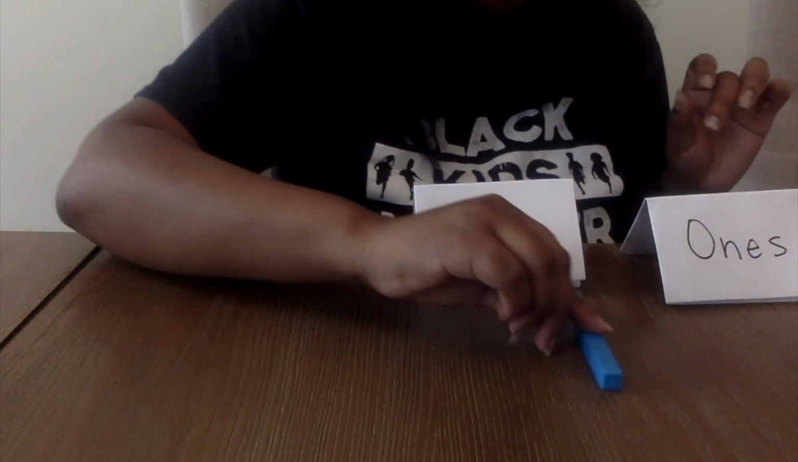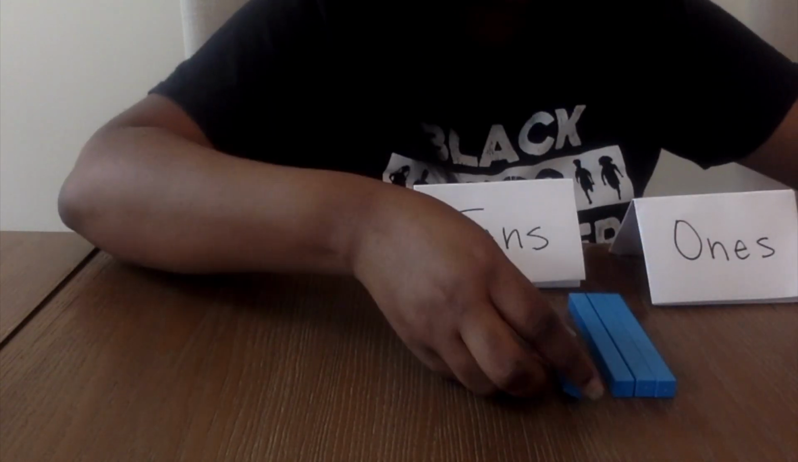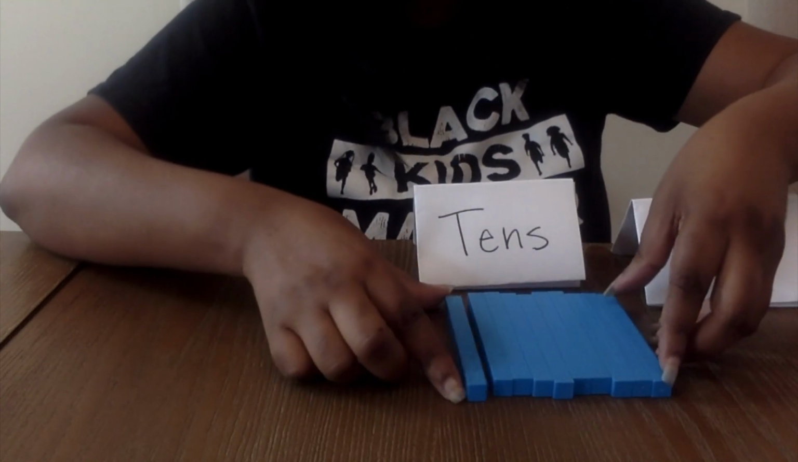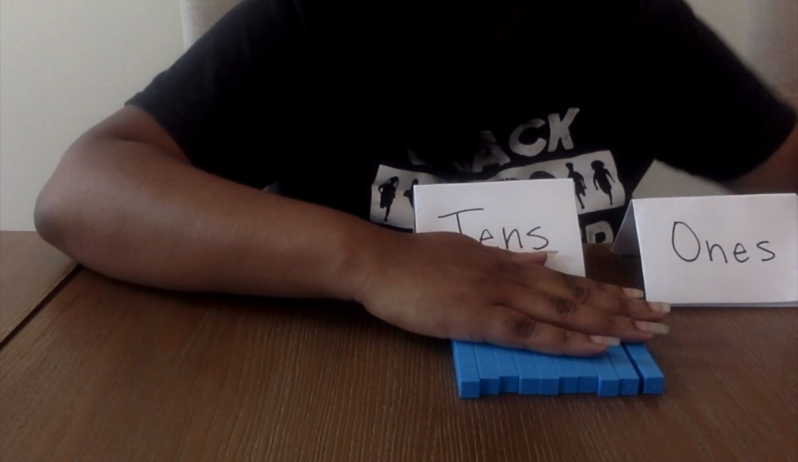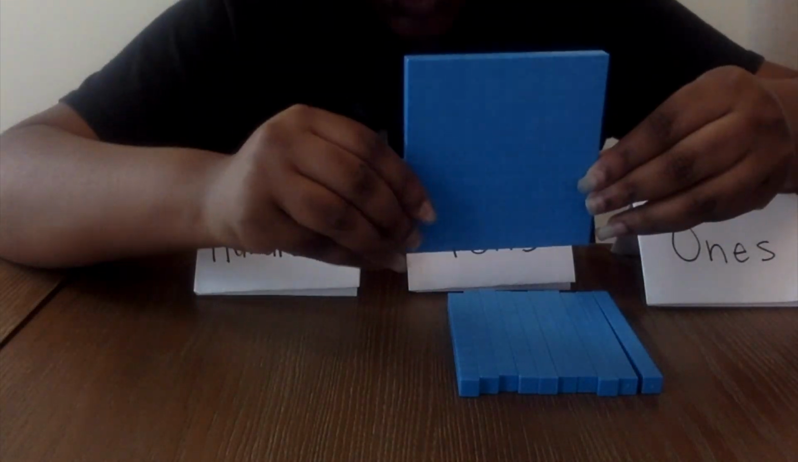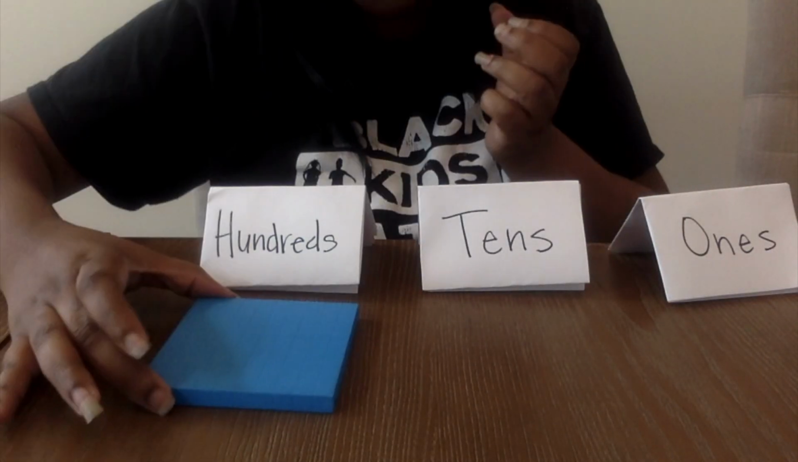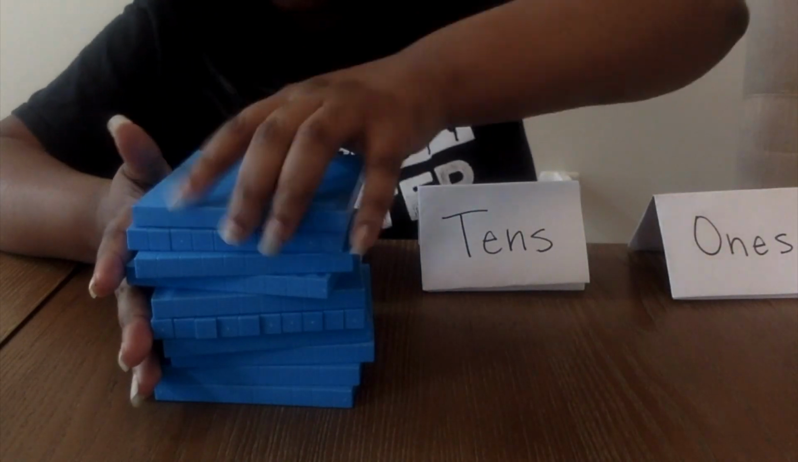10. If I had 10 10s, so 10, 20, 30, 40, 50, 60, 70, 80, 90, 100, now I have 10 groups of 10, 1, 2, 3, 4, 5, 6, 7, 8, 9, 10, and we know that that is equivalent to 100. Let's think about what 10 hundreds makes. Here I have one group of 100, 2, 3, 4, 5, 6, 7, 8, 9, 10 groups of 100.